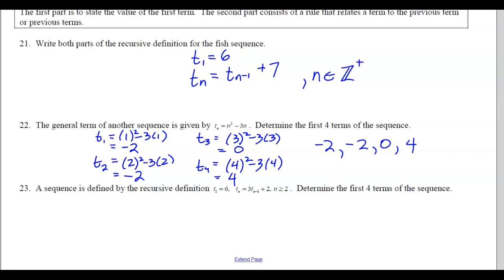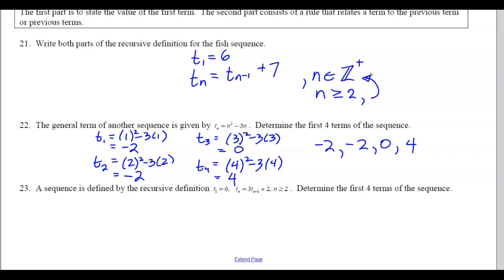The next one is a recursive definition. So you're given the first term as 6, and then notice that you take the previous term, multiply it by 3, and then add 2. And here it says n is greater than or equal to 2. So remember, if it was 1, then this would be 0. So really, I should maybe have been more specific here. So this would be n greater than or equal to 2, the natural numbers.